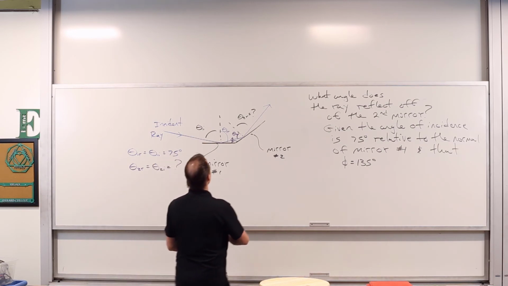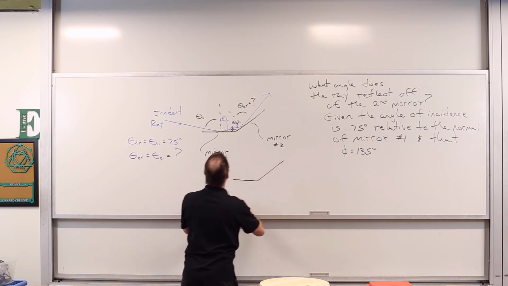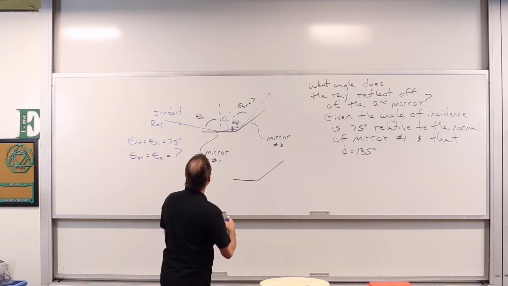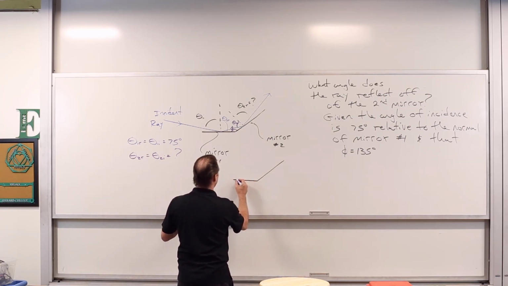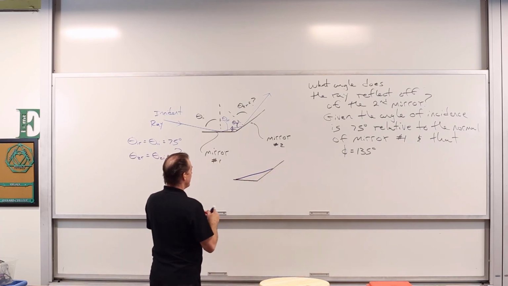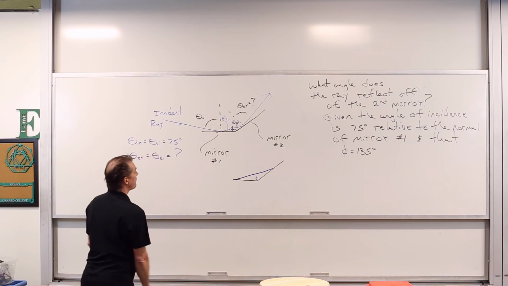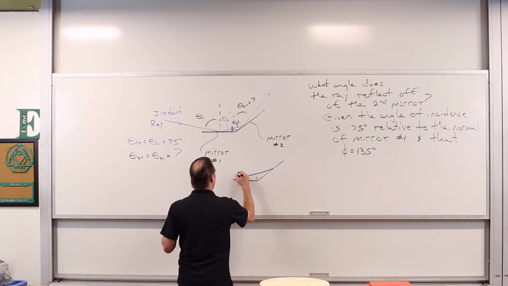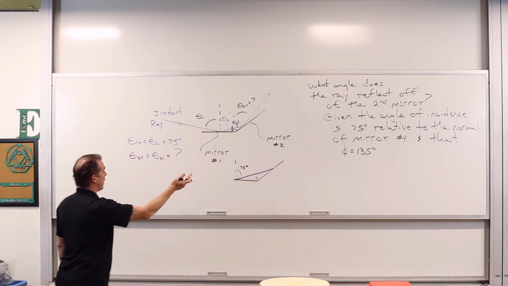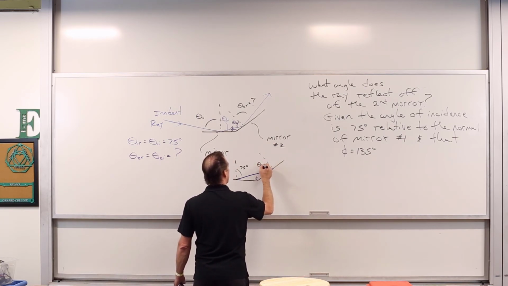So if I zoom in on this little segment right here, we've got this beam going like this. Again, zooming in, we've got this beam going like that. We've got this angle right here, which we've gone ahead and called phi. We know phi is 135 degrees. And what else do we have? This angle is 75 degrees, that's theta 1R, and we want to figure out theta 2I.